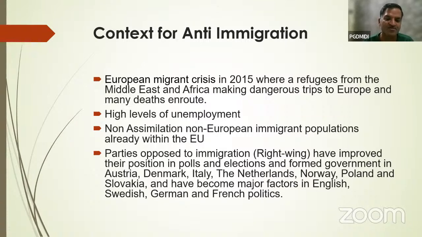So there is a perception, and that's why many political parties, especially right-wing parties, took that as an opportunity and made it an election campaign, and also foreign governments in many countries like Australia, Denmark, Italy, Netherlands, Norway, Poland, Slovakia, and it is a major factor in Swedish, German, and French politics. So these are major election issues, and parties also came to power through anti-immigration campaigns. So this is all context. You can see what impacted migration governance and immigration policy in that country. All these are very important to know.